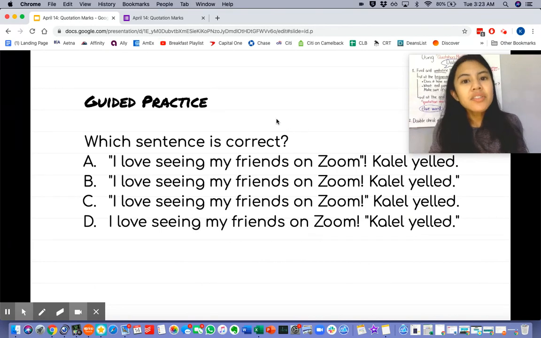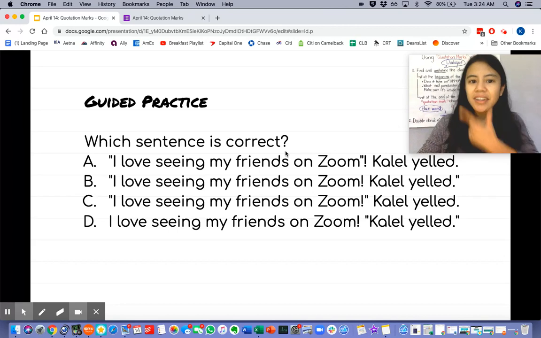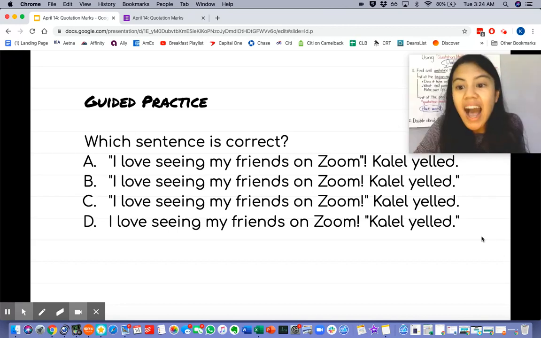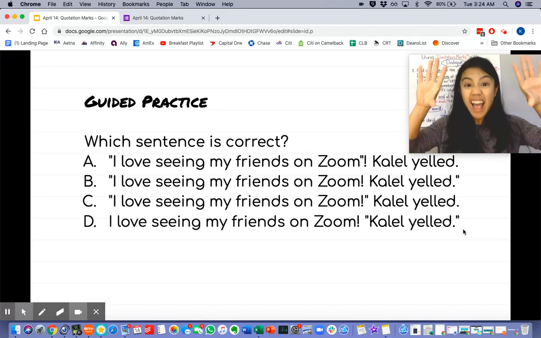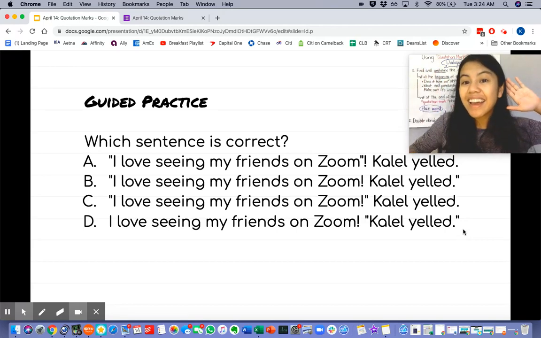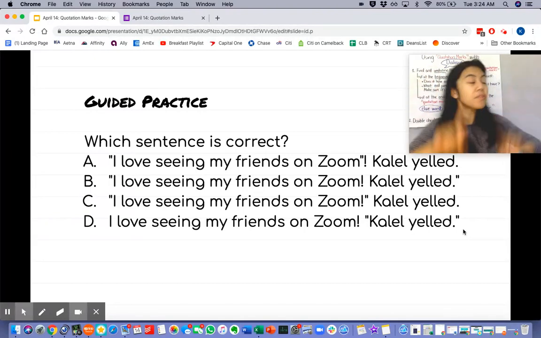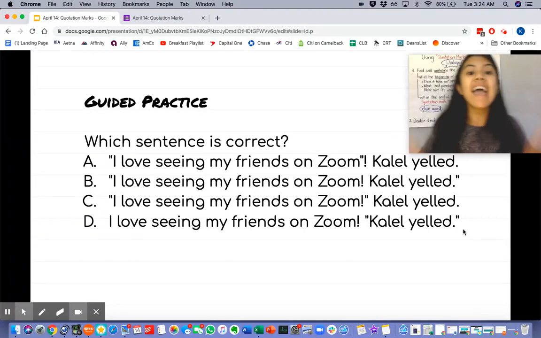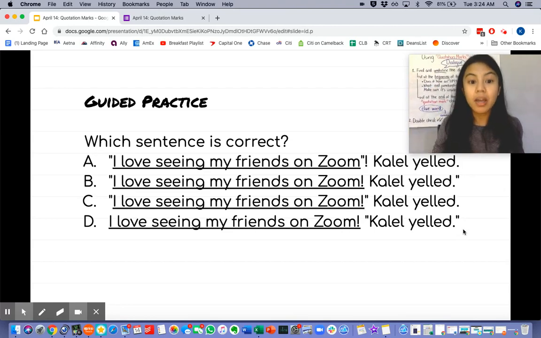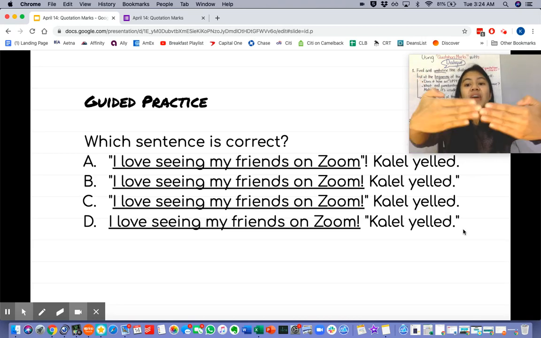Scholars, yesterday I noticed some questions that we got a little tricked on, so let's go over them today. Which sentence is correct? Already I am seeing some. Tell me. Yes, dialogue. Remember, first I need to find and underline that dialogue. Now that I've underlined my dialogue, I notice that it's at the beginning of the sentence. So I need to make sure that my quotation marks go around only the dialogue.